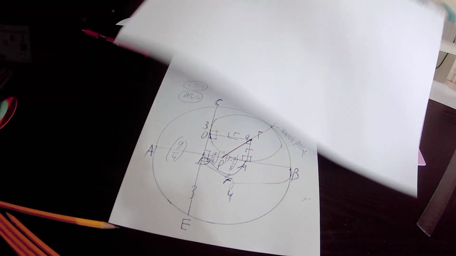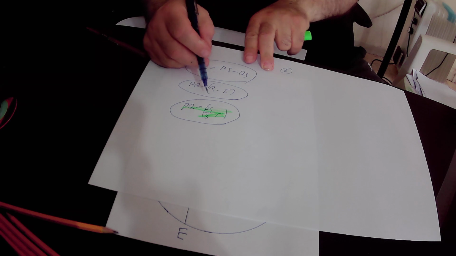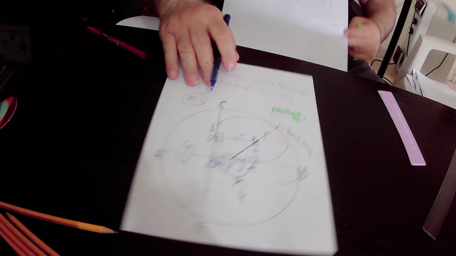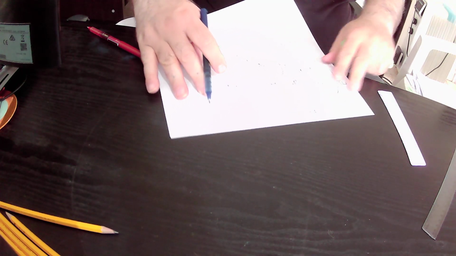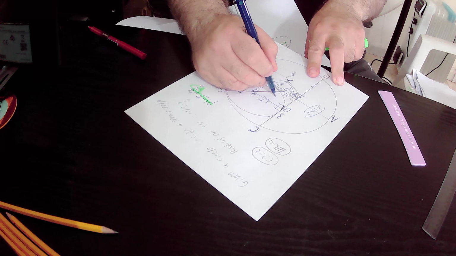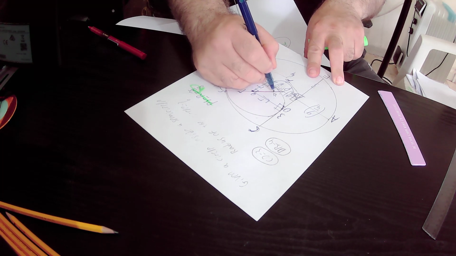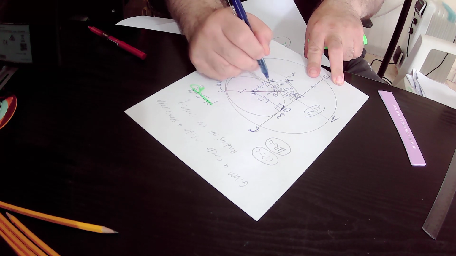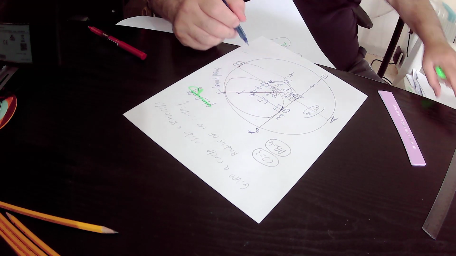If PQ equals 25 over 8 minus small r, so we can write here that PQ equals 25 over 8 minus small r. Okay?